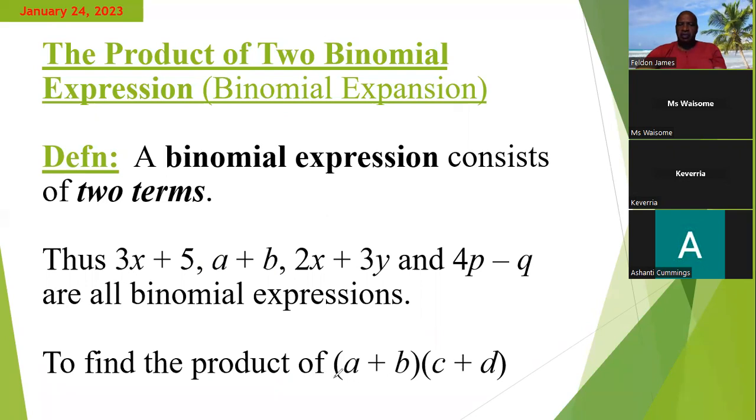Now, here we have the product of A plus B times C plus D. As I had mentioned, each of these bracketed expressions is treated as a single unit. So in other words, this entire binomial here, you could just treat it like a single variable. For instance, let's say that all of this would be x.